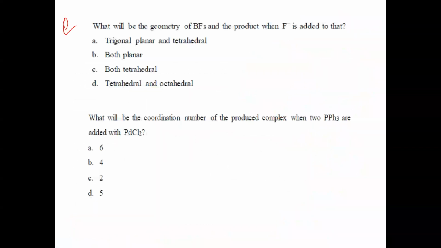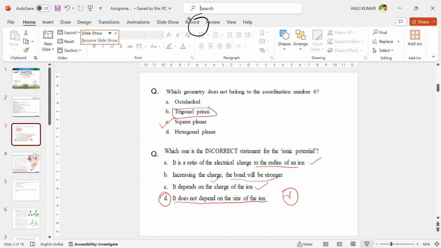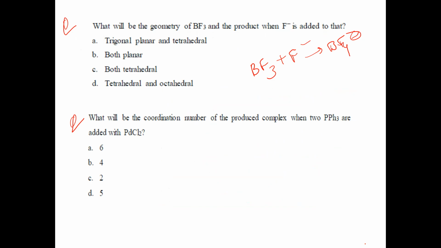The first one is, what will be the geometry of boron trifluoride molecule and the product when fluoride anion is added to that. Basically, it forms BF3 plus, it is just forming this one. Okay, so BF3 is particularly a Lewis acid. Okay, and it is electron deficient, so it can make the bond with fluoride ion. Okay, so you have to determine the geometry of this one and this one, right?